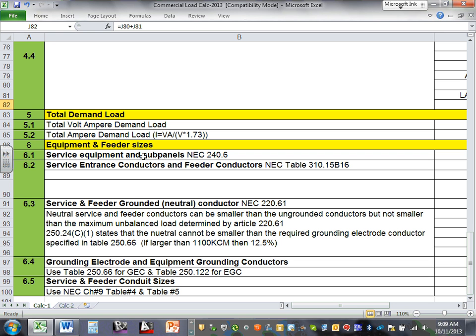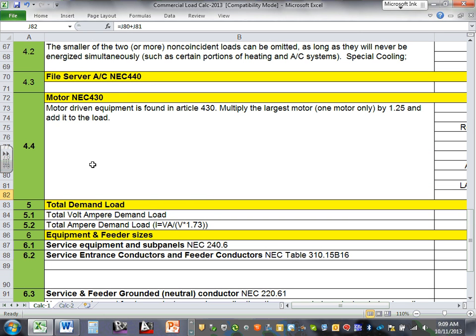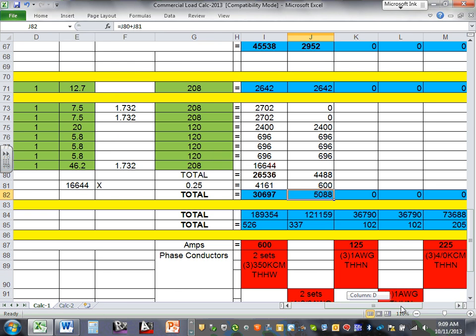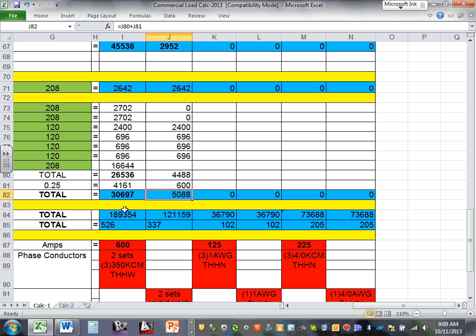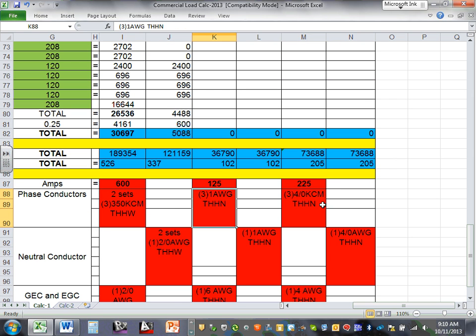And service equipment and sub panel. Okay, so that's basically it. And then the last thing you need to do is add them up. I don't know if you guys can see here. Here's all my total in the main panel and the neutral, the receptacle panel and the neutral, the lighting panel and the neutral. Divide them by 208. Can you guys see I'm dividing by 208 times 1.73. That's the amps for the neutral and the current. The size of the panel is going to be 600 amp here, 125 amp here, and 225 amp here. The size of the conductors, they're already sized here for you, phases and neutrals.